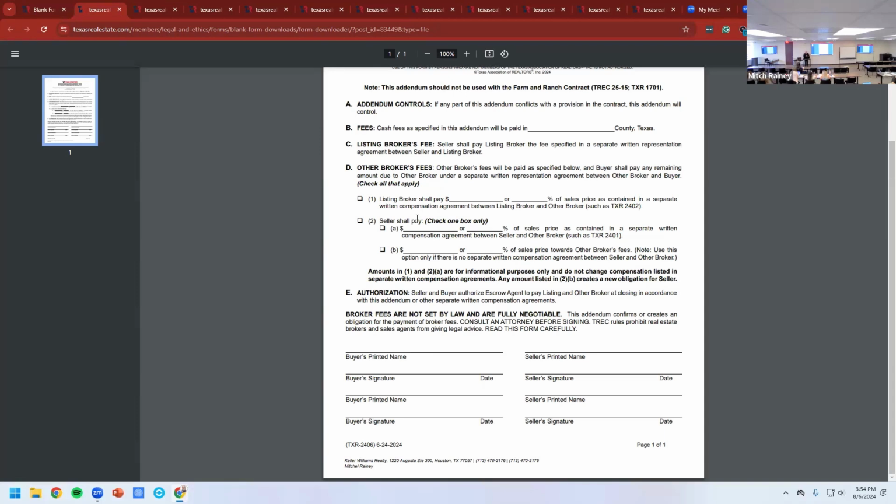Can you clarify number 2, seller shall pay? Because the way I understood, it's not going to go through the broker. It's going to come straight to the agent, straight out of the seller, which it always has been.